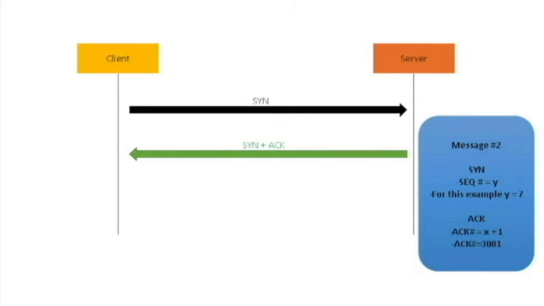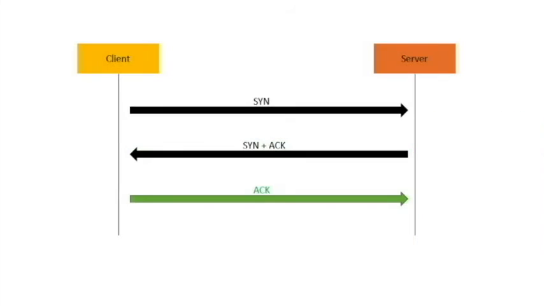Then the server receives the packet and sends a SYN ACK confirmation. For this example, take one random number for the sequence number as 7. Now the acknowledgement becomes 1. The client receives the SYN ACK packet and sends back an ACK acknowledgement. Now the acknowledgement number is 2.